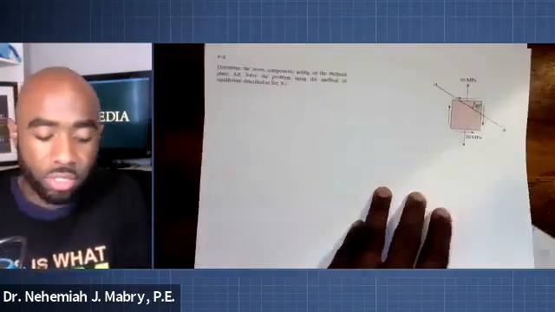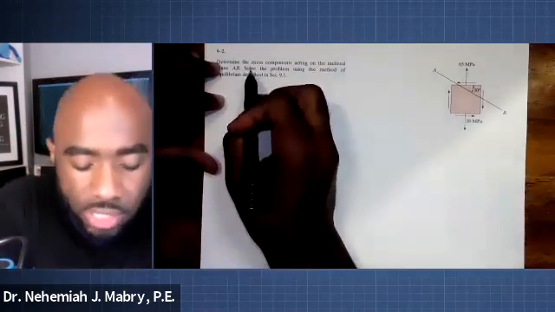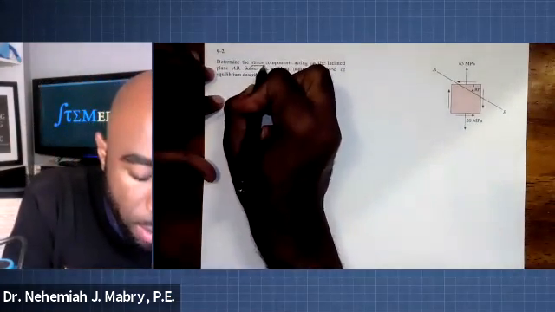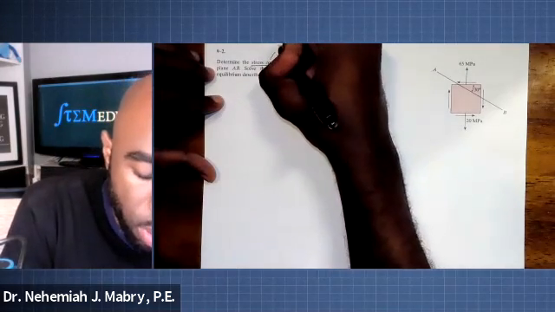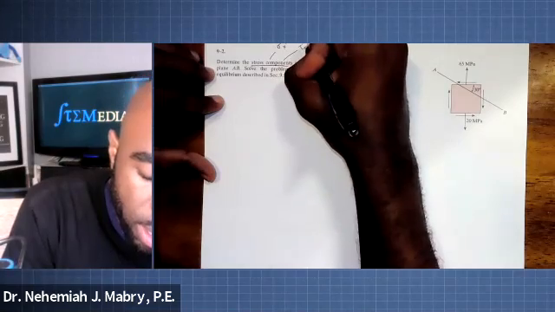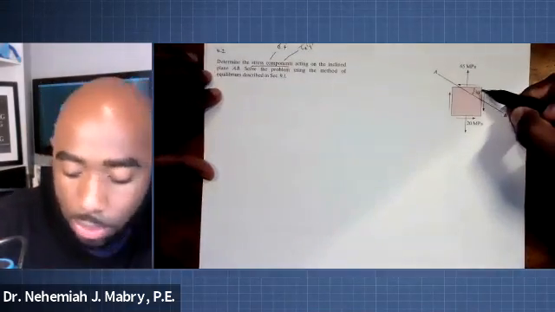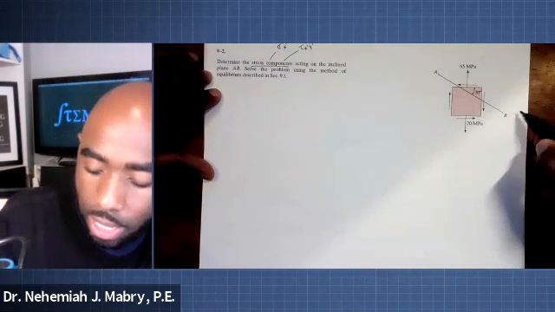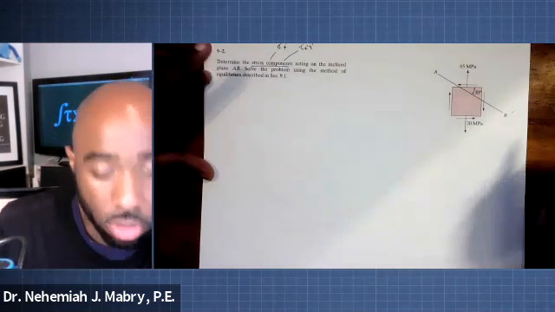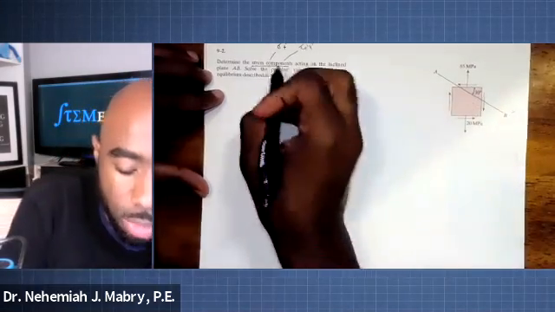All right, let's take a look at this one right here. This is problem 9-2. It says determine the stress components, right? And by stress components, we mean sigma x prime and tau x prime y prime, acting on the inclined plane AB. So here's our plane A and B, right? So we're talking about this. It's going to be rotated. It's an inclined plane. And solve the problem using the equilibrium method.